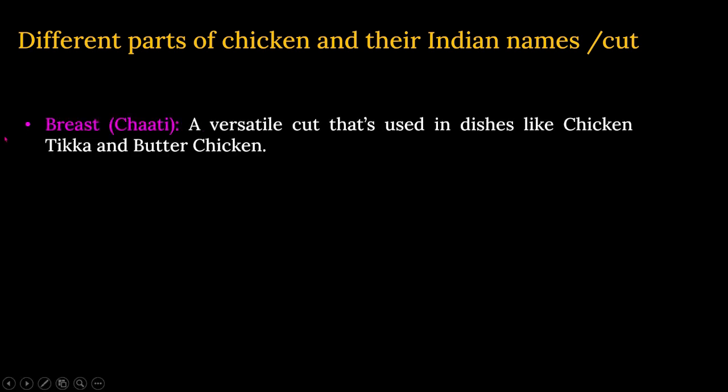Another one, the breast part of the chicken. In English we call it breast, and in Indian local language we call it chhati. A versatile cut that's used in dishes like chicken tikka and butter chicken. So we can use the earlier process of taking out the breast. We have already learned that. We can follow the same way to make it boneless or with bone. Accordingly, we can prepare it for the preparation. And in Indian local language, we call it chhati.